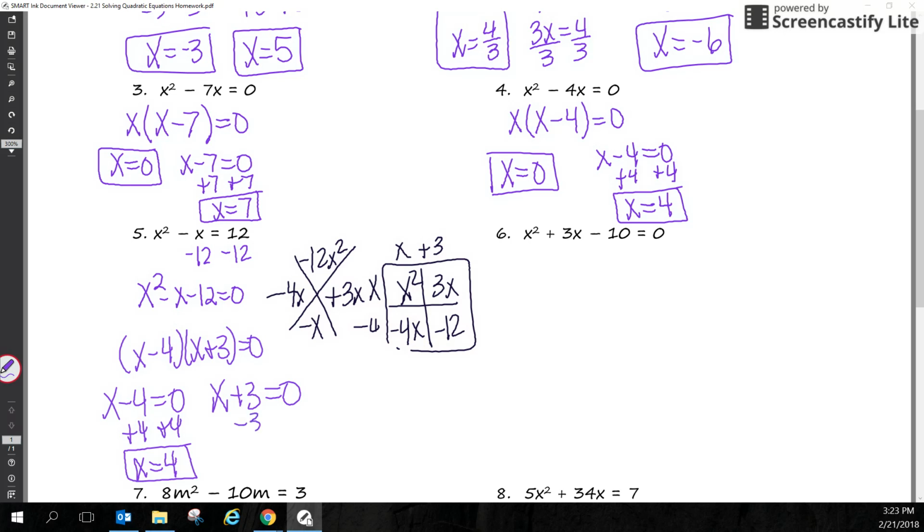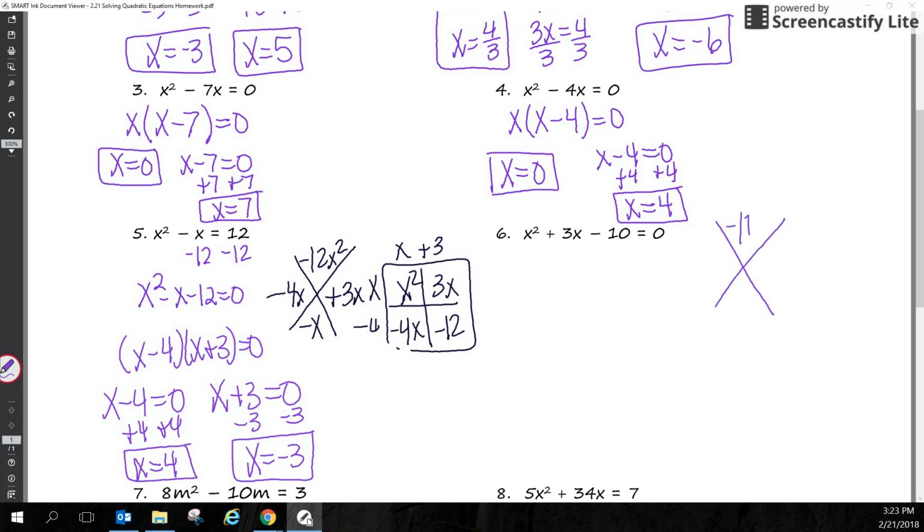I'm going to subtract 3 from both sides on the other equation, and get x is equal to negative 30. All right, for number 6, again, this one is already set equal to 0, so we just need to do our factoring.